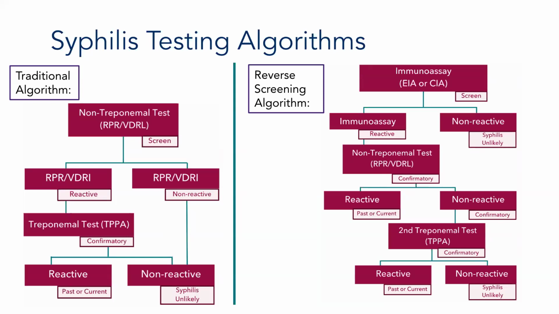I'll stop there for a moment. It's pretty loaded. I'll tell you that historically we did traditional screening algorithms for syphilis, and then they started noticing that roughly 10% of individuals, and sometimes as much as 30% of individuals, would be missed using the traditional screening algorithm, which is why the reverse algorithm was created. And more labs are doing the reverse algorithm now. Any questions on this before I move on?